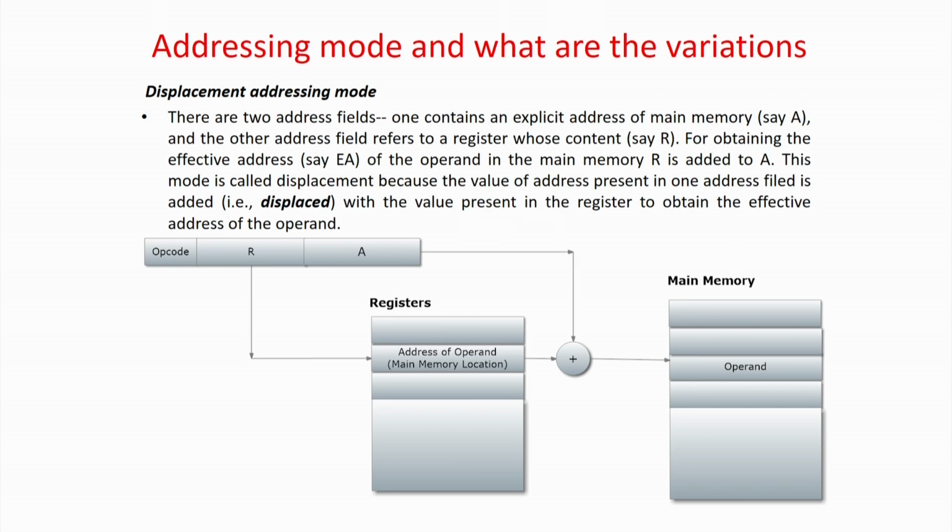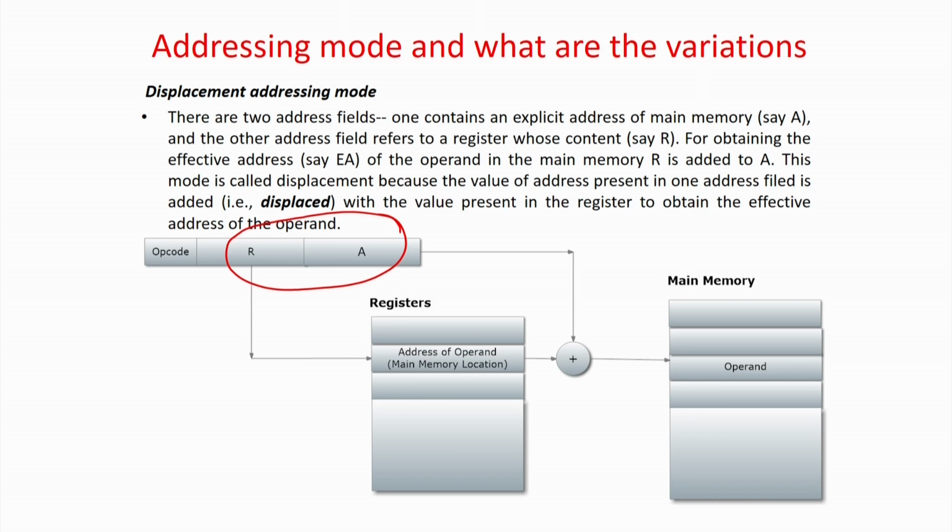Then, as I told you, all these were something like a static kind of addressing. You refer there, then you go for indirection and you get the value. But whenever you talk about displacement, you will find that there are two components of addresses which will be used together to get the effective one. So, what is the displacement mode? It says it has two address fields. One contains an explicit address of main memory, that is A, and the other address field refers to a register, say R. One of these components refers to the memory, and another, R, corresponds to a register.